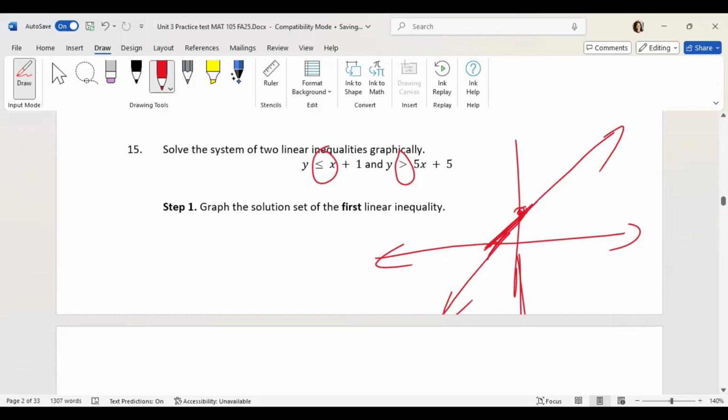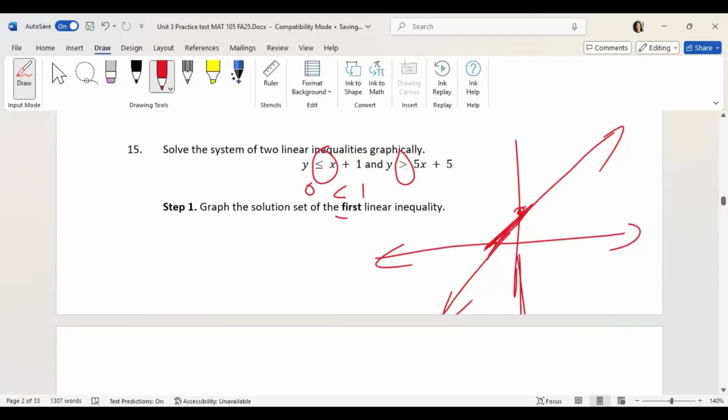Then I will check the solution region for this line. Let me pick a point, 0, 0. If I plug in 0, 0 here, 0 is less than or equal to 1 does not make sense, because 0 is not less than or equal to 1. I hope everybody look.